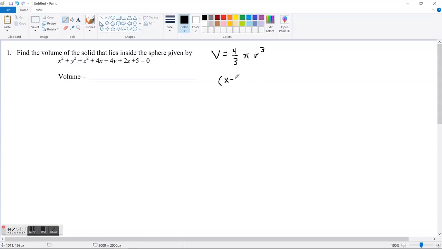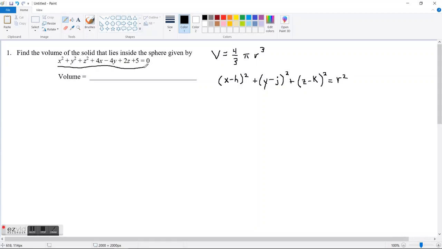If we had the equation of this sphere in standard form, we would have (x minus h)², h being the x coordinate of the center, plus (y minus j)², with j being the y component of the center of the sphere, plus (z minus some constant k)², where k is the z component of the center, and all that would equal the radius squared.